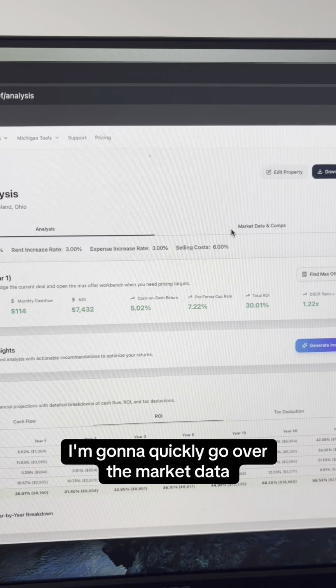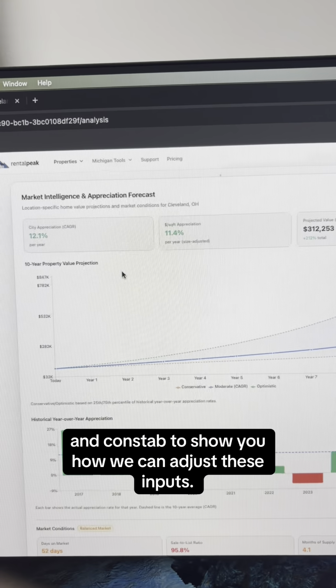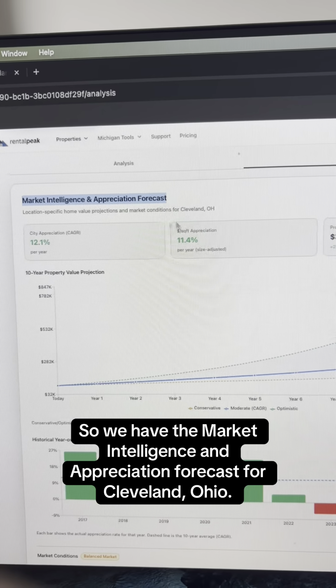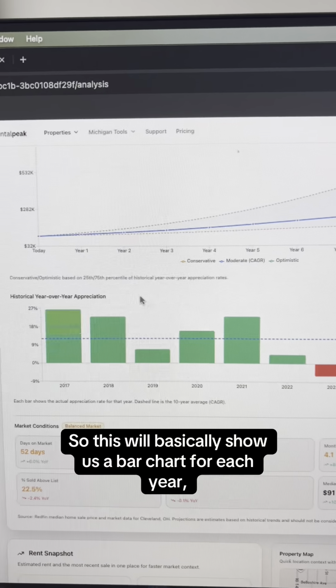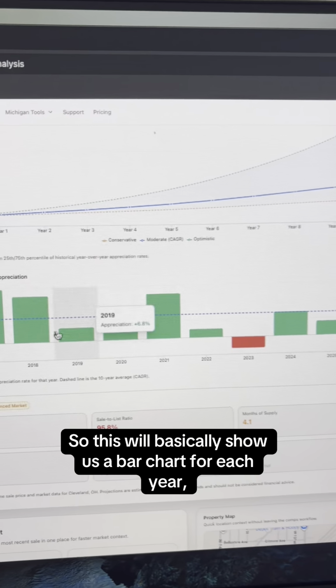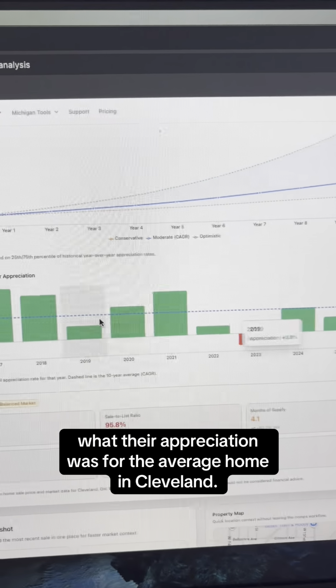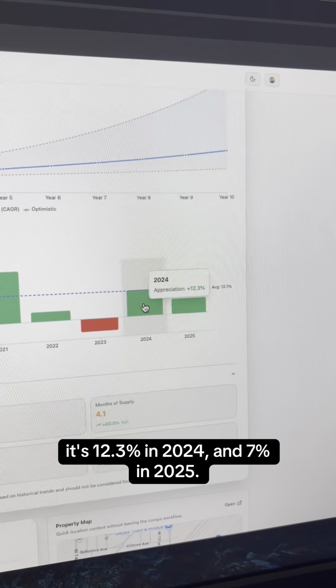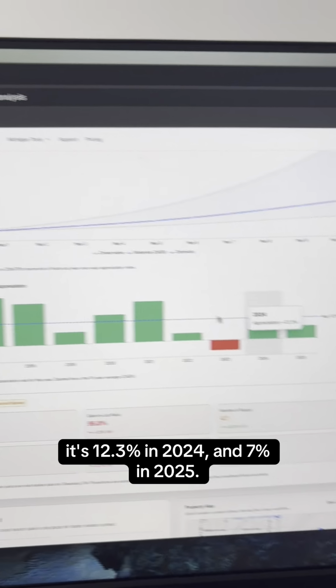I'm going to quickly go over the market data and comps tab to show you how we can adjust these inputs to be more specific for this market. So we have the market intelligence and appreciation forecast for Cleveland, Ohio. This will basically show us a bar chart for each year of what the appreciation was for the average home in Cleveland. You can see for the last 2 years, it's 12.3% in 2024 and 7% in 2025.